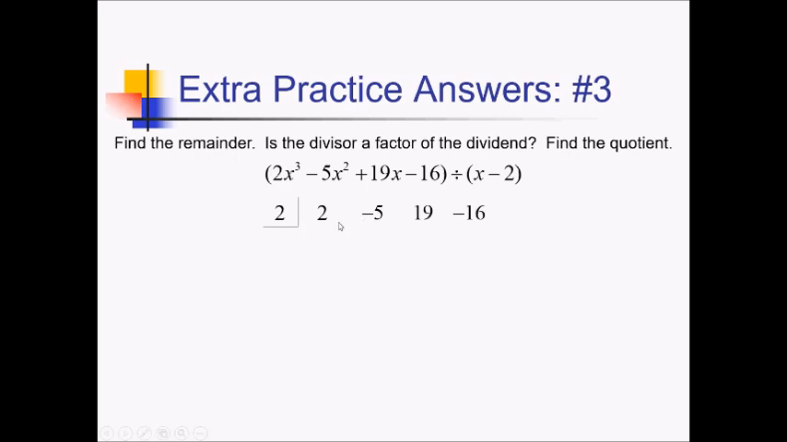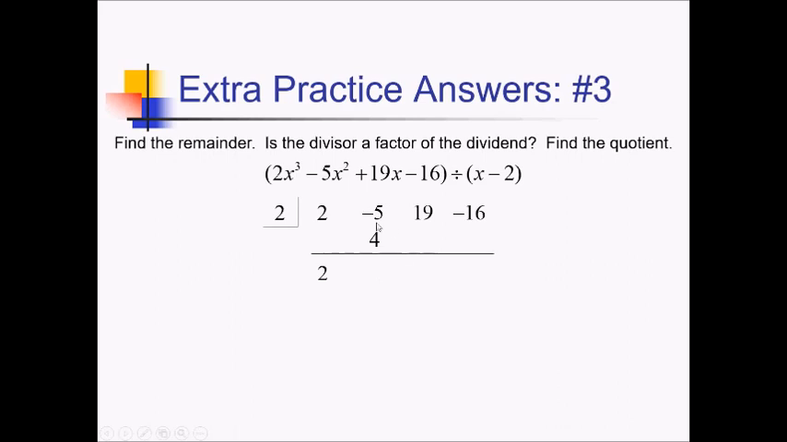And then I'll leave a little space, draw a line, and I'll bring down my first coefficient. So I've got this box number getting multiplied by all these bottom numbers. So 2 times 2 gives me 4. Those numbers are going to go in this second row here. So we have a 4 underneath the negative 5 in the next column. And now I add these top 2 rows to get the rest of the bottom row numbers.